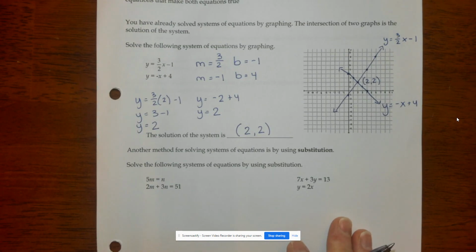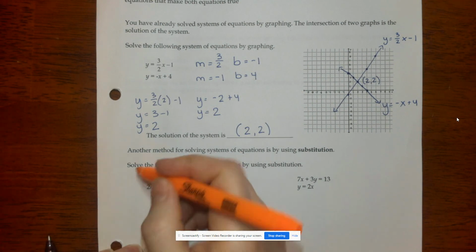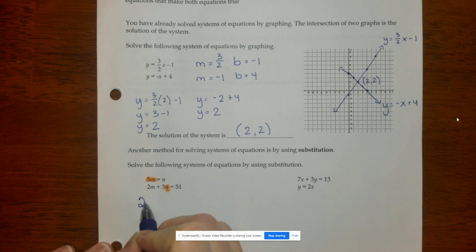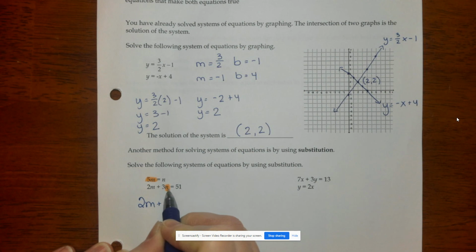Another method for solving systems of equations is by using substitution. Now, in order to do that, one of the equations has to be a single variable by itself. So this first equation, you'll notice 5m equals n. So anywhere I see the letter n, I know it's worth the same as 5m. So on the second equation here, instead of the letter n, I can substitute that 5m. So 2m plus 3 times 5m.